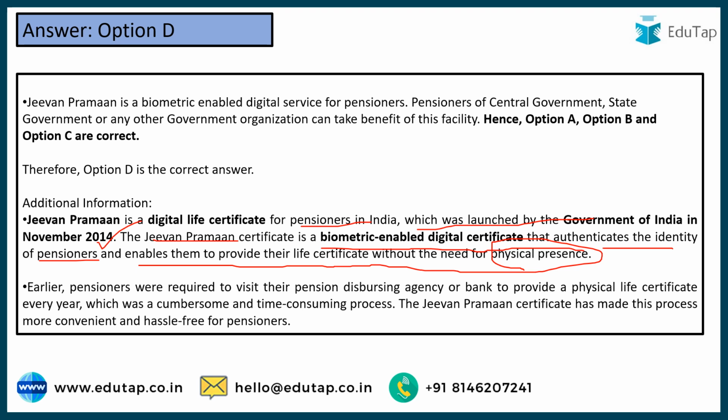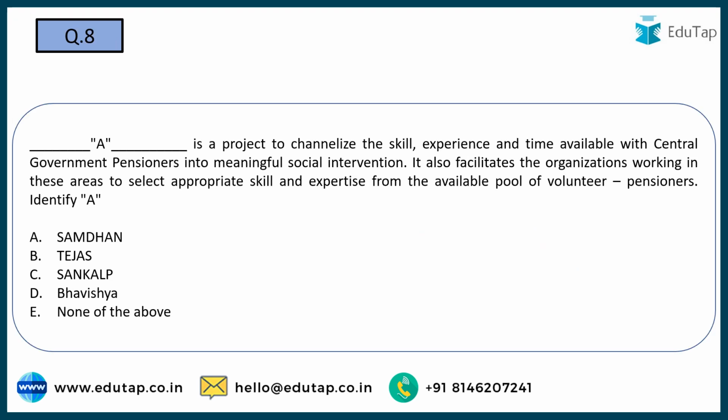One more question based on e-governance. Try to answer question number 8. Dash is a project to channelize skill, experience, time available with the central government pensioners to meaningful social intervention. See, if a person is opting for pension, it basically means they have retired. In most cases, people retire and then avail the pension. So after your retirement, many people feel lonely, right? Many people feel lonely, and in that particular context, when you feel lonely, there are multiple negative things which can happen with you. So therefore, to have social intervention, there is one particular portal which has been launched.